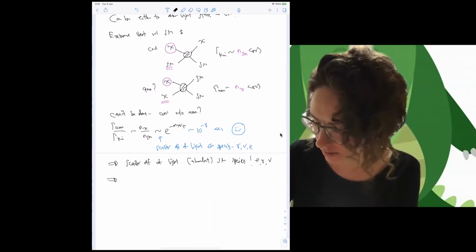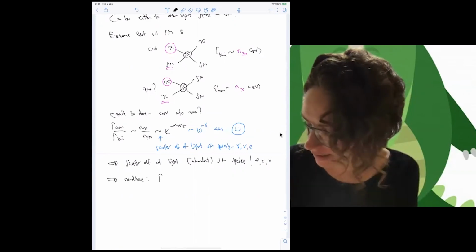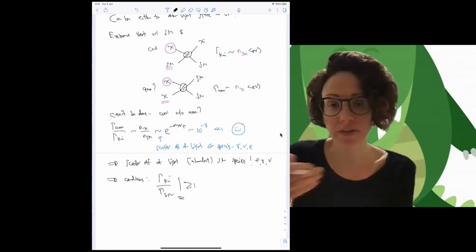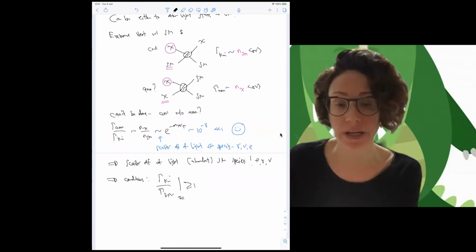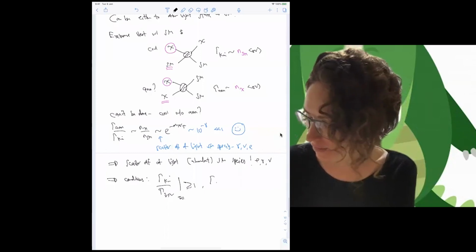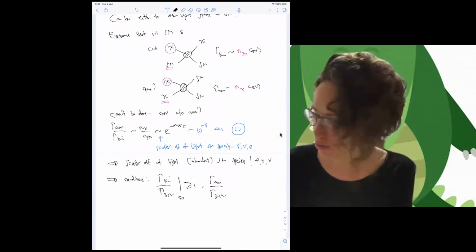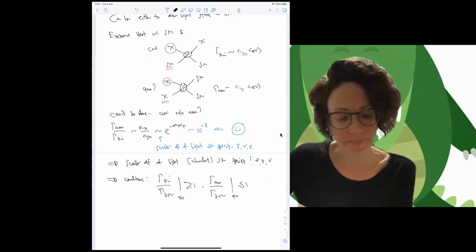So here it is. Here are our conditions. On the one hand, I want the kinetic rate compared to the 3-to-2 rate, at the time of freeze out, to be large. I want the kinetic equilibrium, the kinetic process, the process in which I'm dumping my entropy, to be active when freeze out is happening. But at the same time, I want the annihilation rate at the time of freeze out compared to 3-to-2 to be suppressed, okay?